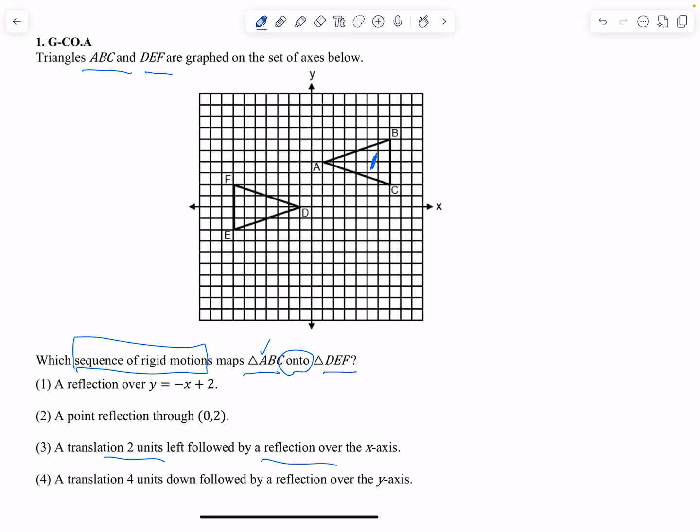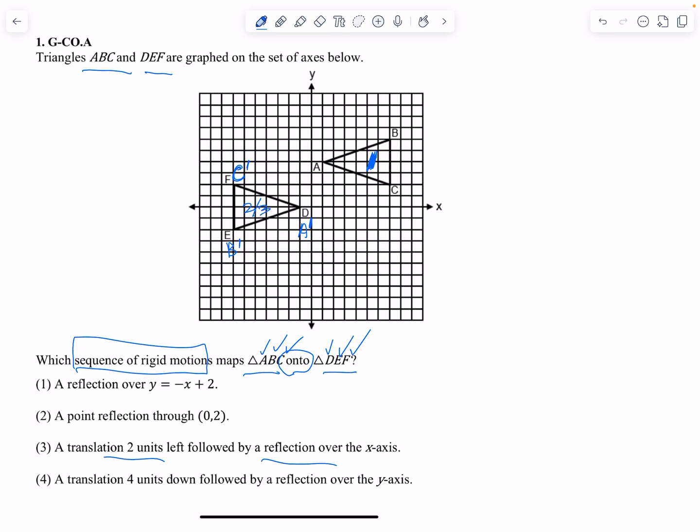Okay, so I would label my triangles the same letters. So A matches with D, so D is A prime or A double prime. B matches with E, so E is B prime or B double prime, and C matches with F, and so F is C prime. This makes it easier to understand how we're transitioning from triangle number 1 to triangle number 2 or 3. It depends on the problem.